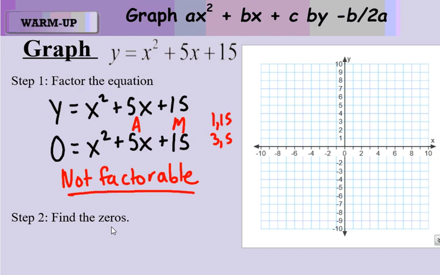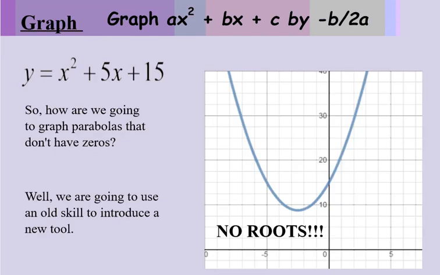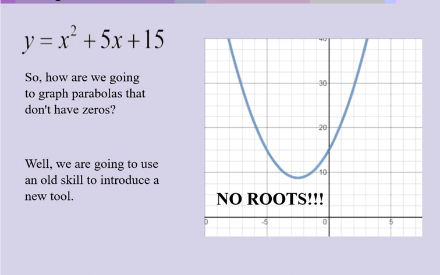That's the question for the day that's going to lead us into the topic: how do I graph quadratics if I can't factor it and there are no x-intercepts? The graph for this actually looks like the following. There are no roots. So how are we going to do it?